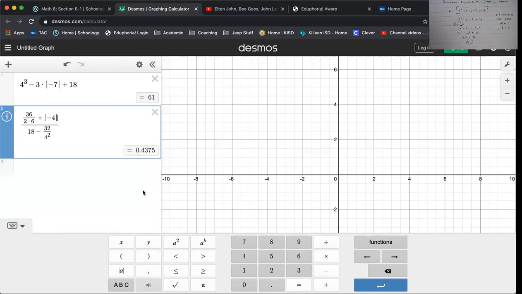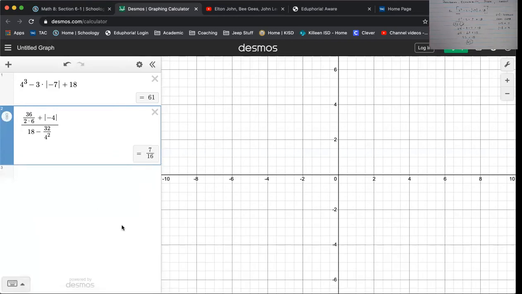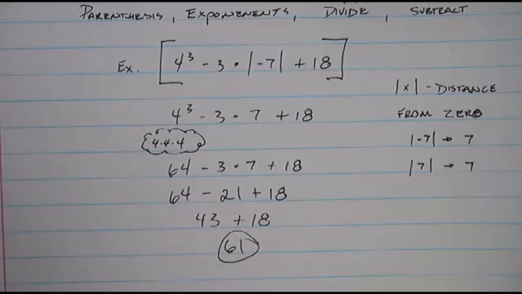Yes. Okay, so that should be your answer there. And we can turn it into a fraction as needed, 7/16 or 0.4375. I believe I said round it to the nearest hundredth. So hopefully you got 0.44 on that one.